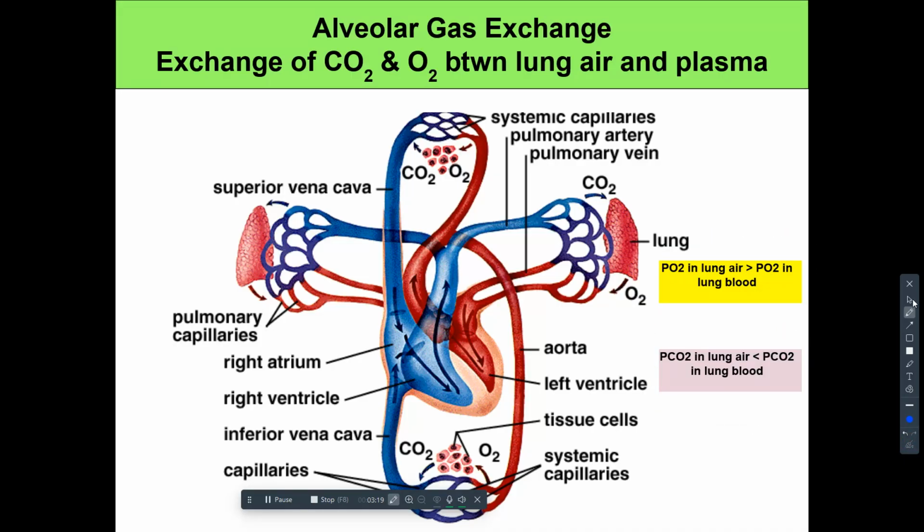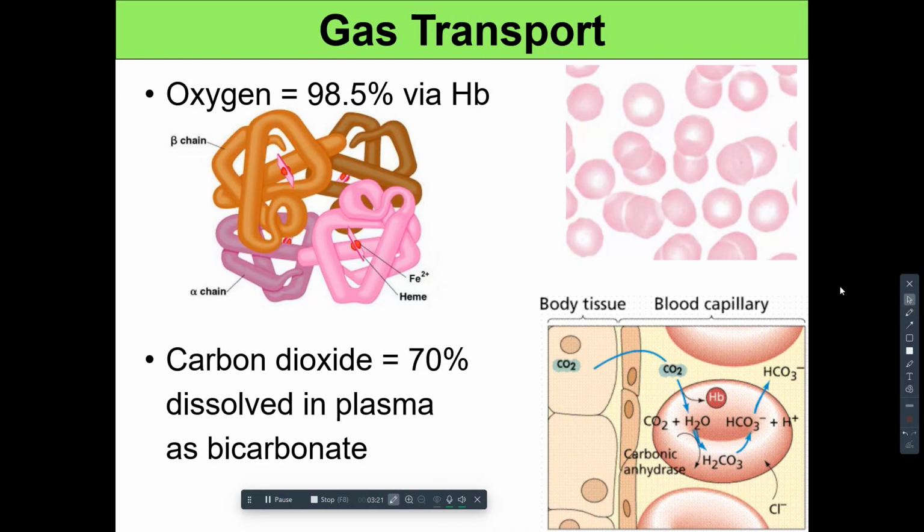Okay. The third big event is gas transport. We have to transport CO2 and oxygen from our tissues to our lungs and vice versa. Most of our oxygen, 98.5%, is transported by binding to the iron in the heme, which is in the hemoglobin, which of course is in red blood cells. That's how we transport the vast majority, almost 100%, of our oxygen.